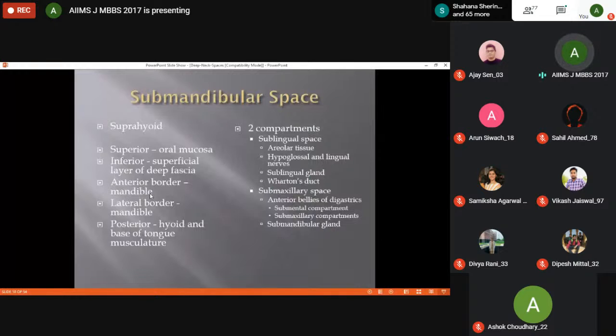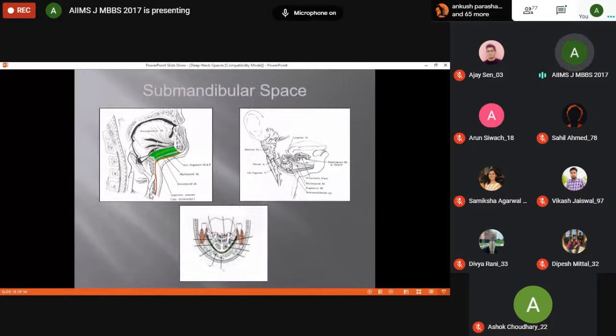The submandibular space is basically a suprahyoid compartment. It contains two parts, sublingual and submaxillary, and there is a layer of muscle, the mylohyoid muscle. Above it is the sublingual space, and below it is the submaxillary space. The sublingual space contains areolar tissue, the hypoglossal and lingual nerve, the sublingual gland, and Wharton's duct, and the submaxillary space contains these muscles as well as the gland.